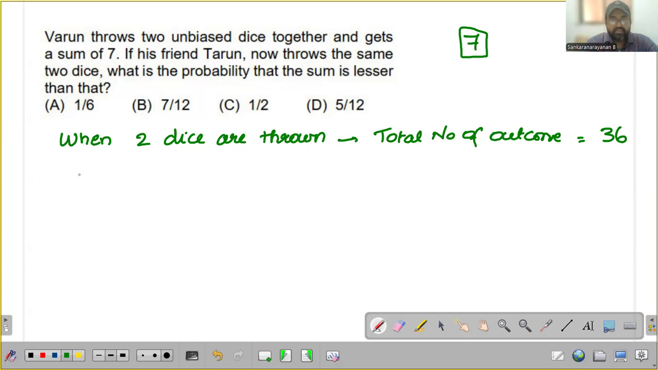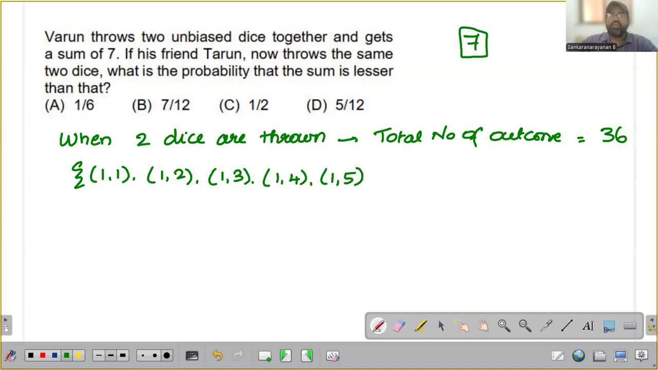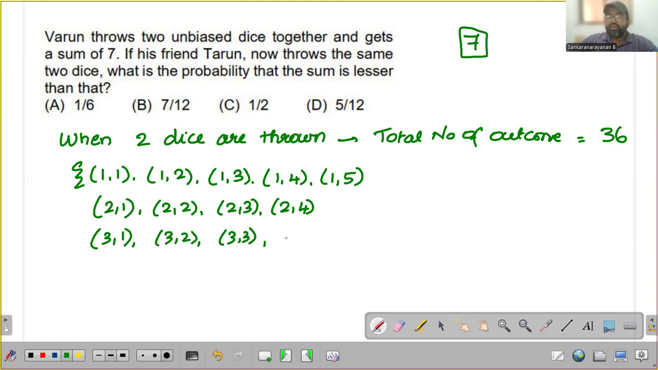So how many instances are there? Let's consider that. We can see that 1,1; 1,2; 1,3; 1,4; 1,5. When you consider them, the sum is less than 7. In the same way, 2,1; 2,2; 2,3; 2,4. These are the instances where the sum is less than 7. We can have 3,1; 3,2; 3,3. You cannot take 3,4 because 3,4 means the sum will become equal to 7. We are asked to find the sum lesser than 7. Okay, so these three instances.